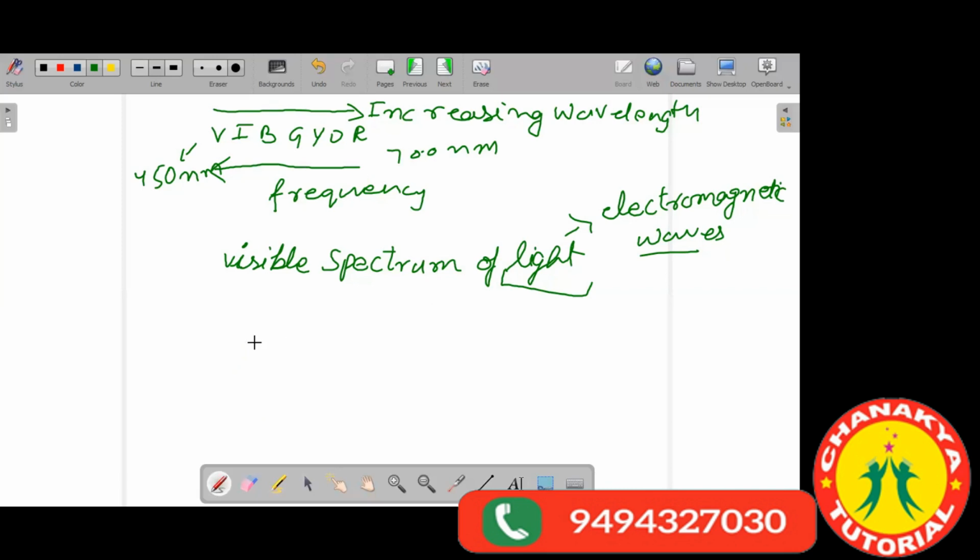We should remember about the frequency, the wavelength, and the common formula which we have discussed, that frequency multiplied by wavelength is a constant. So if you multiply frequency and wavelength, this is a constant, and this is equal to the wave velocity. For light, this is equal to the speed of light.